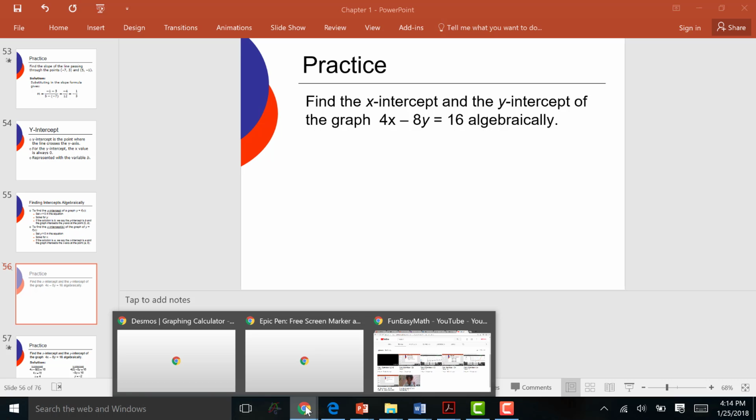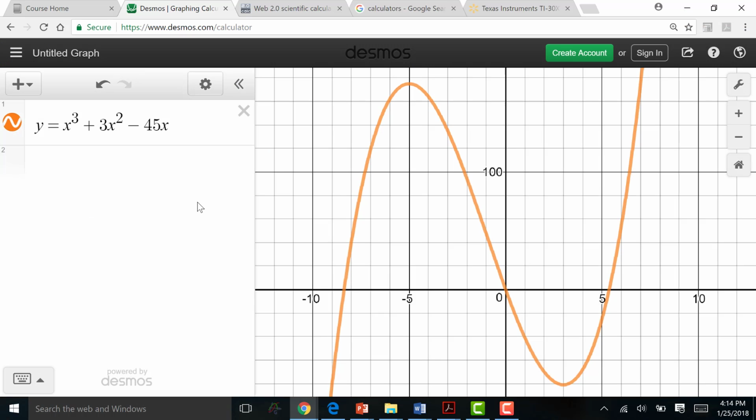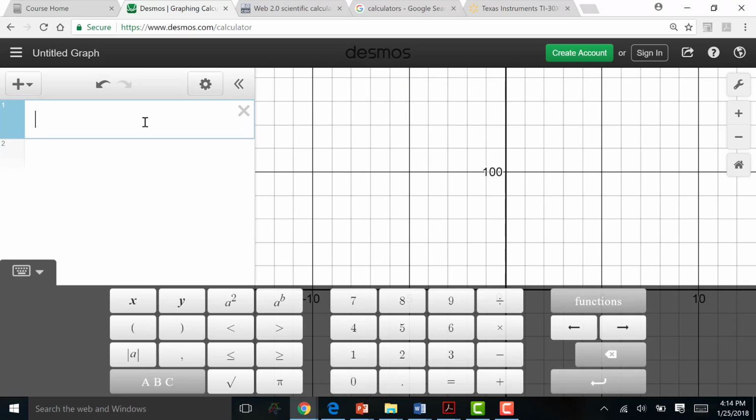Let me find mine. There it is. Delete what's on the screen. That equation was 4x minus 8y equals 16. Well, I can't see anything on my screen. Do you see something on your screen? What's wrong with my window?